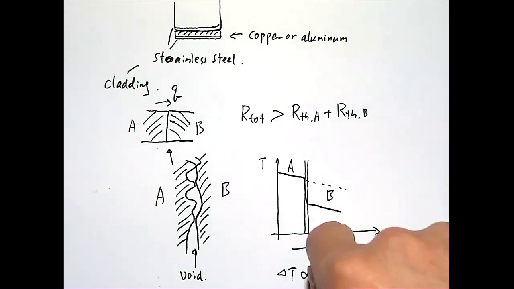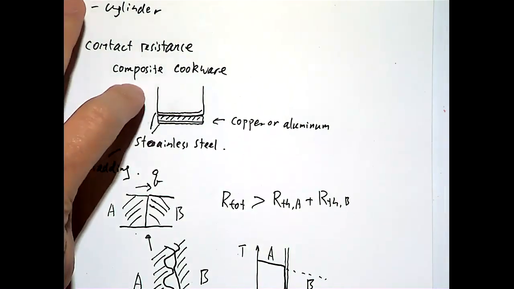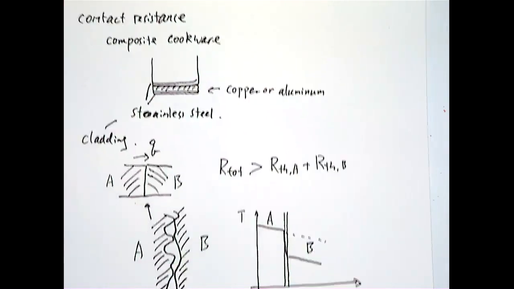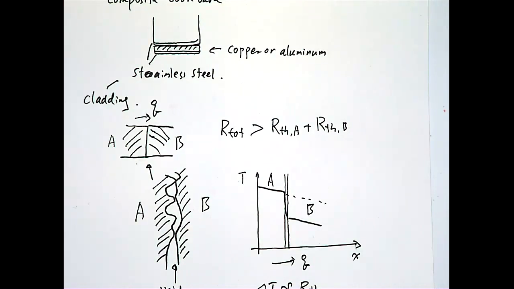Particularly, if the two materials are not being properly put together. So in general, for commercial products that have been properly manufactured, their thermal resistance wouldn't be huge. But if something is put together by non-professional people, you can have a large temperature drop at a condition where you do not want it to happen.